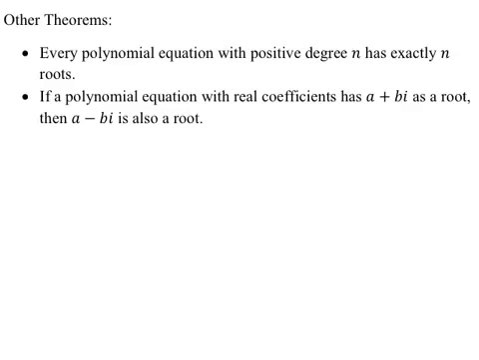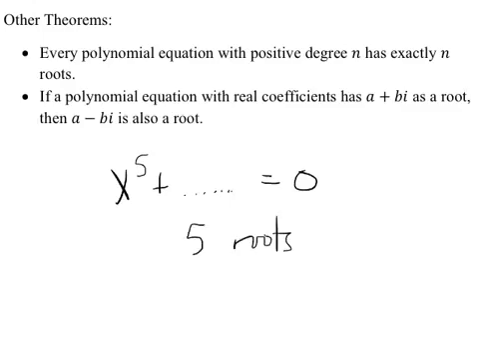So two other theorems that we should discuss that are quite important, and they're really coming out of section 8.6 in your book. The first one says every polynomial equation with positive degree n has exactly n roots. So remember, and we talked about this earlier in the year, if you have an equation like x to the 5th plus ... equals 0, you're going to have 5 roots. Now, nobody says if they're real or imaginary. That's something that you have to figure out based on the equation. So again, degree indicates the number of roots.